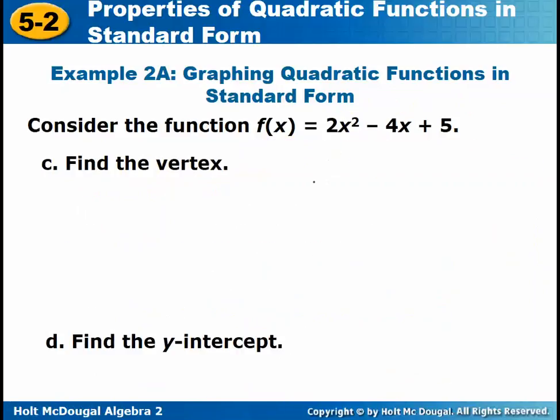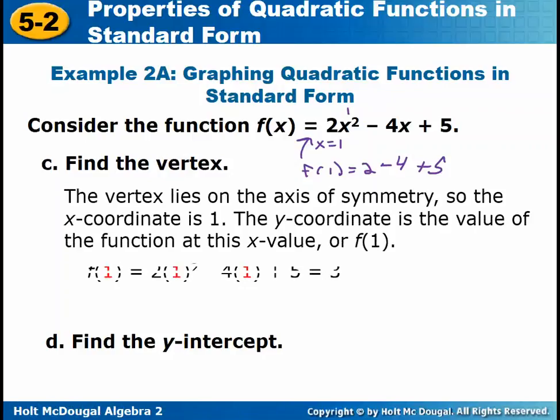Now we have to find the vertex. We know that the x-coordinate of the vertex is 1. So we plug that back in and we solve and see what we get. So 2 times 1 squared would be 2, minus 4 times 1 is 4, plus 5. So 2 minus 4 is negative 2, plus 5 is 3. So our vertex is at 1, 3. X equals 1, y equals 3.